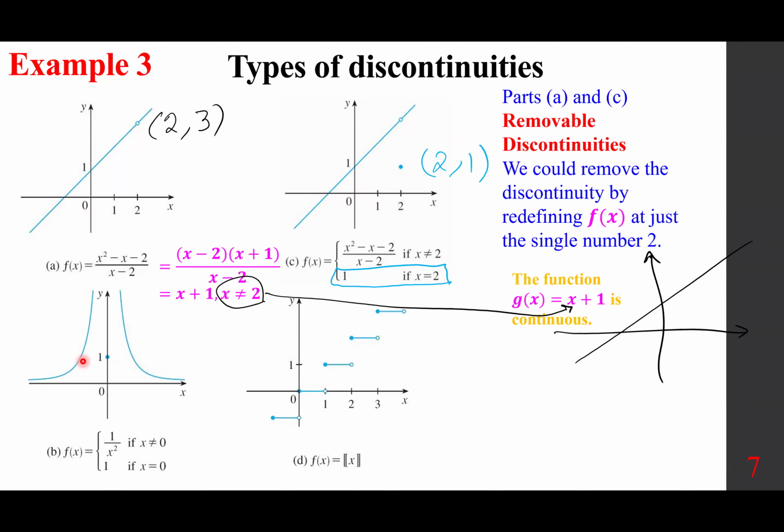However, if you look at this case, f of x is 1 over x squared if x is not equal to 0, and 1 if x is 0, it gives you this point. There's nothing we can do. We have an infinite discontinuity, or VA, or vertical asymptote. This one is called the greatest integer function. You have jumps. So this can't be fixed. Infinite discontinuity or vertical asymptote, this can't be fixed. Jump discontinuity.